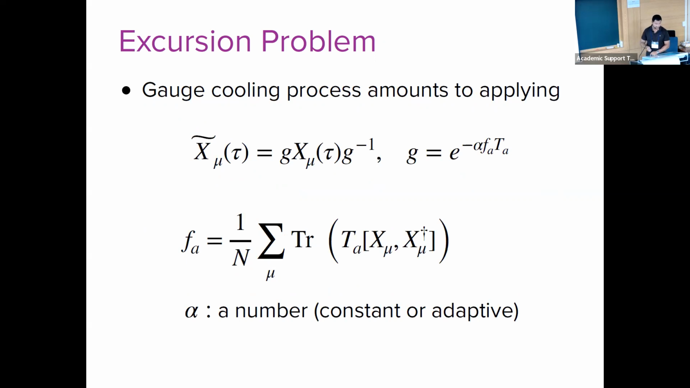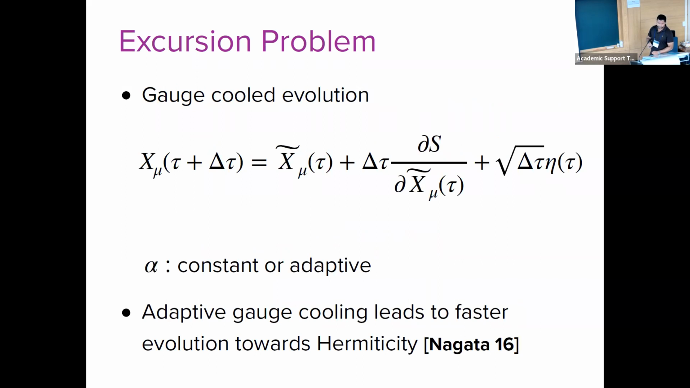So what we do is apply the gauge cooling process. This amounts to finding a new field X mu tilde through this process. Here G is taken as this. These are the generators of the group. Then F_a is given by this, and alpha is a number. This number could be constant or adaptive depending on the simulation. So we apply the gauge cooling again and again, and we bring this closer to SU(N), from SL(N,C) to SU(N). Now the evolution is gauge cooled. So the gauge cooled evolution is given by this.